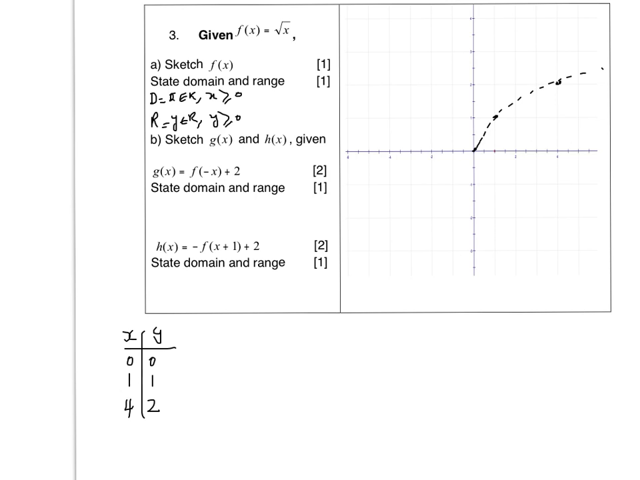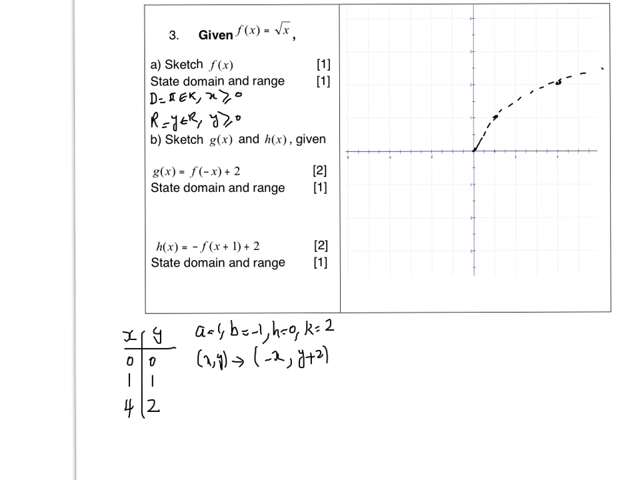The next one is g of x, which is f of negative x plus 2. I can easily see that for g of x, a is equal to 1, b is equal to negative 1, h is 0, and k is equal to 2. So my mapping notation becomes negative x, 1 over b is 1 over negative 1, which is negative 1 times x, which is negative x, plus h is 0, and y becomes y plus 2.